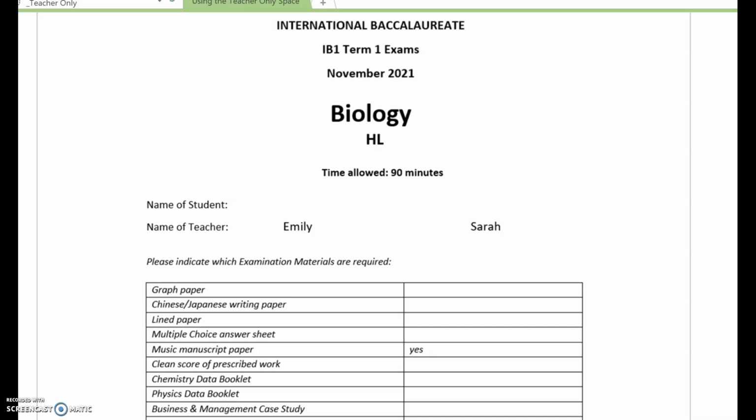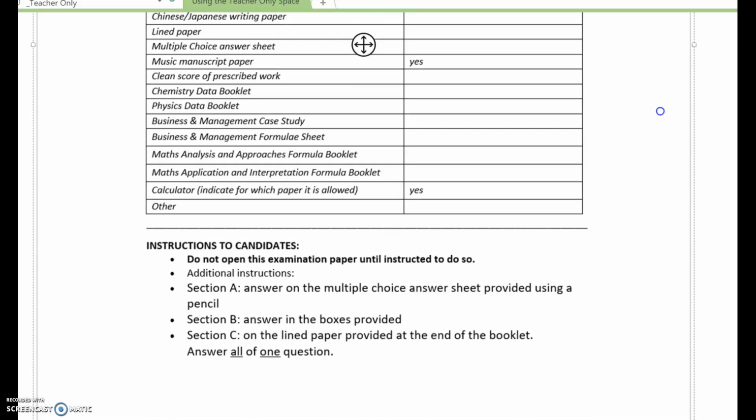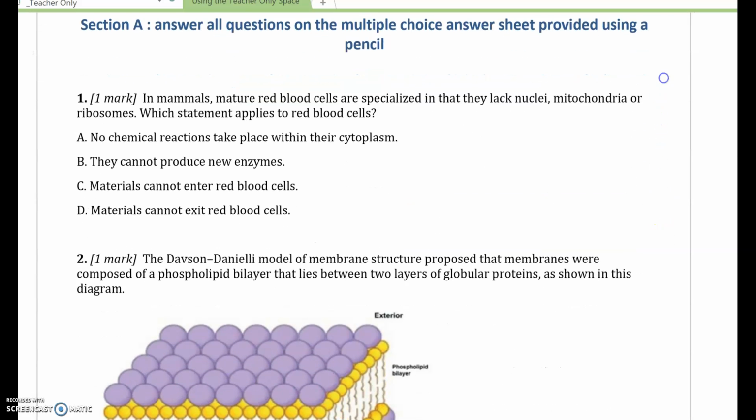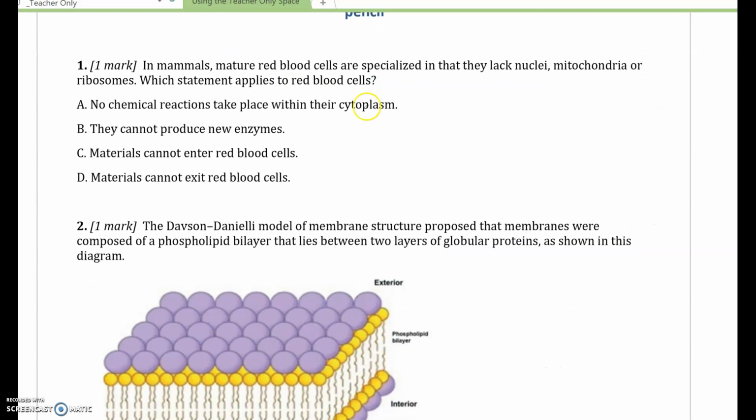Okay, so this is going through the first 11 questions of the multiple choice paper. All right, so number one: in mammals, mature red blood cells are specialised in that they lack nuclei. That's the key thing there. So if they lack nuclei, that means they lack DNA, which means they can't make proteins, okay?